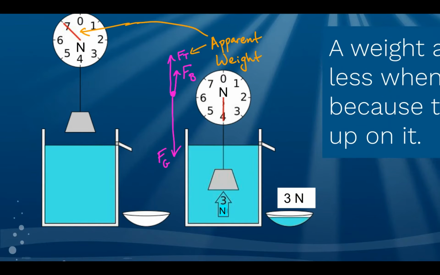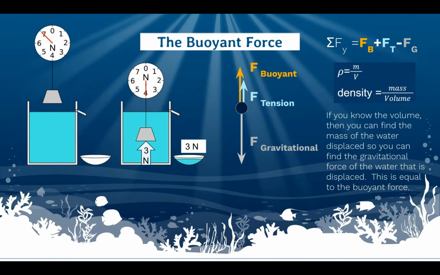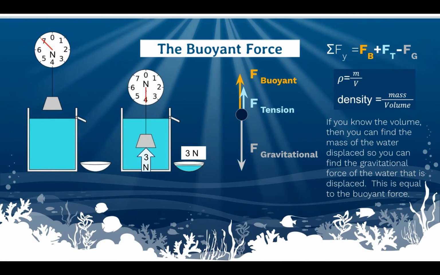So when it's out of the water, this apparent weight and the gravitational force are going to be equal because there's only 2 forces and it's not accelerating. But when it's in the water, your apparent weight is just the Ft. And the last thing to recognize with this is when you're talking about the buoyant force here, we can figure out that buoyant force by finding the gravitational force of the water displaced.